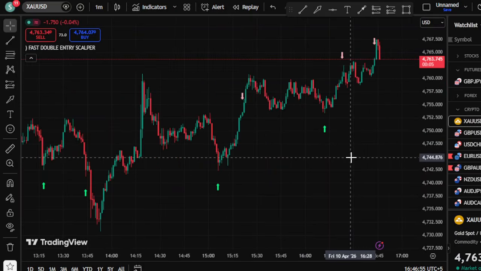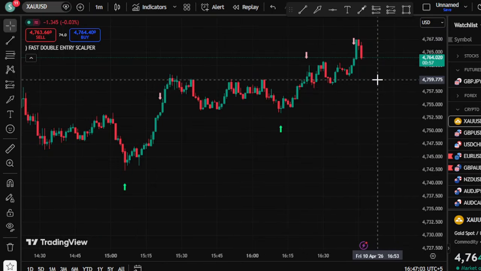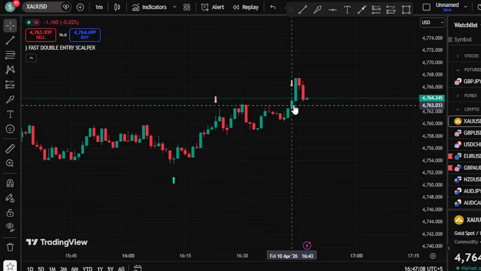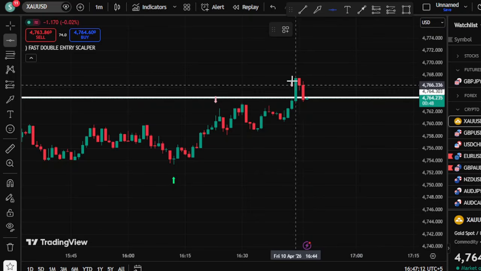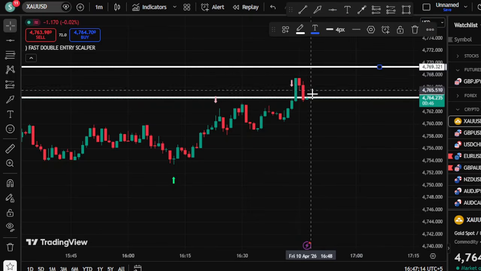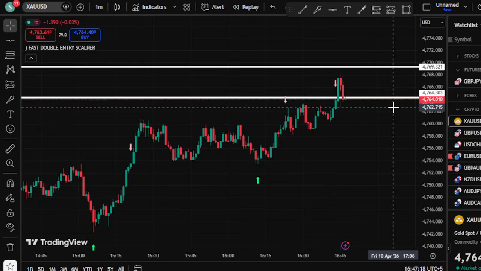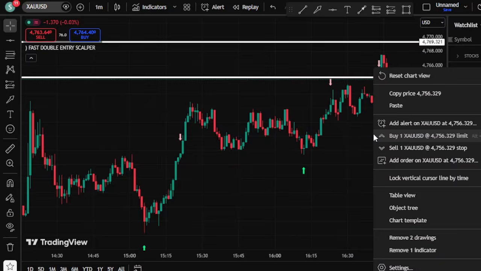Okay, first of all, you need to understand that this is the Fast Double Entry Scalper indicator. So what does double entry mean? For example, on this candle, it has given you a sell signal. You will take your first trade from here, and if the price goes slightly against you, you will add the second trade. And once there is a reversal, you will simply exit your trade, because this is the double entry system, and it has a very high accuracy.